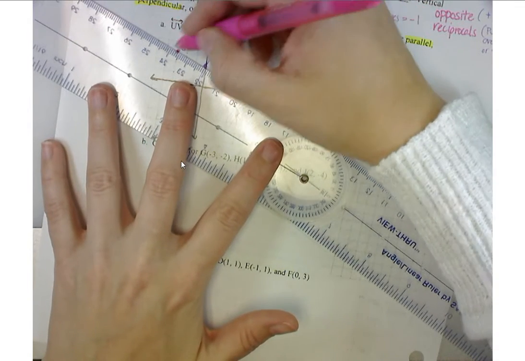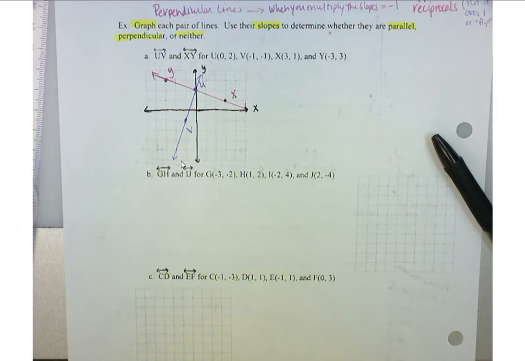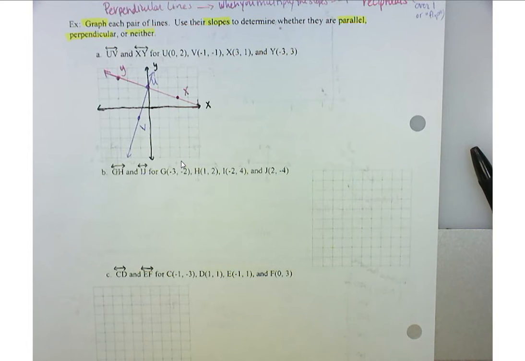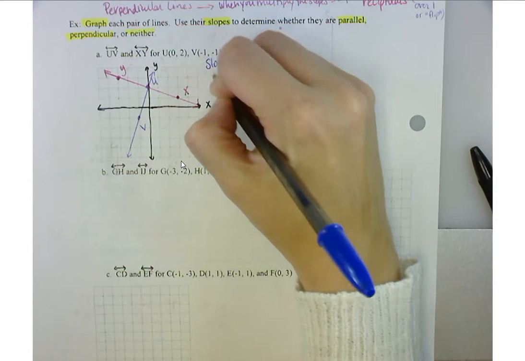Now, one thing you can tell right away is these are not going to be what? Parallel. They're not going to be parallel. Why? They intersect each other. Okay, so what we're going to do is find the slope for both of them. So we'll find the slope for UV.